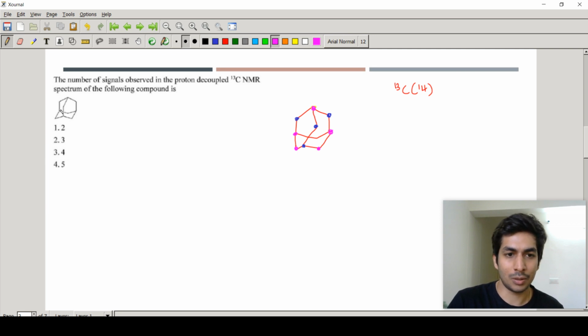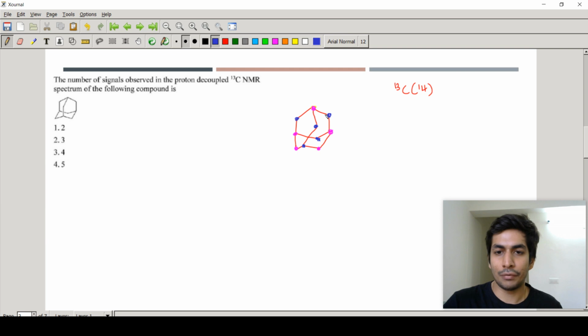Am I missing some carbon atom? 1, 2, 3, 4. Okay, I'm missing this one. So this one also would be blue. So there are 5 blue carbons, and there are 5 pink or magenta carbons that I have marked. Now you can see their environment is exactly similar. You can see by yourself. I'll just give you one example. This carbon over here has 2 hydrogens, and this two-hydrogen carbon is next to a carbon which is magenta in color, and next to another carbon which is blue in color.